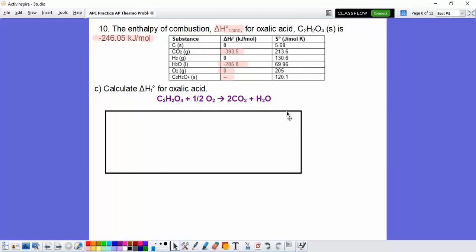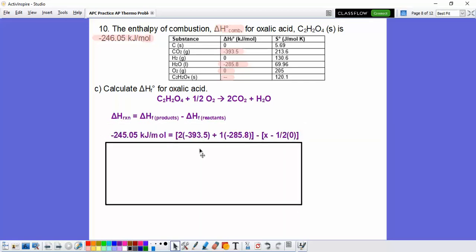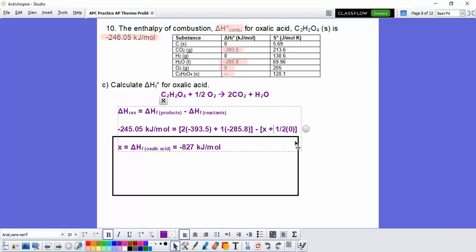Okay, so we're going to do the Big Mama equation using delta H of reaction equals delta H of formation of the products minus delta H of formation of the reactants. Delta H of reaction is the negative 246.05, and then we're just going to plug everything else in, which is going to look like this. We have 2 carbon dioxides, and that's negative 393.5. We have 1 water, which is negative 285.8, and then minus, oh, I just realized I typed that wrong. Oh no, you can see the answer.